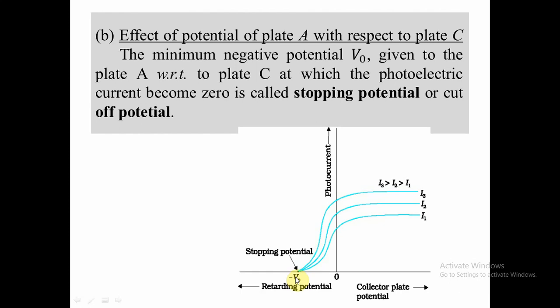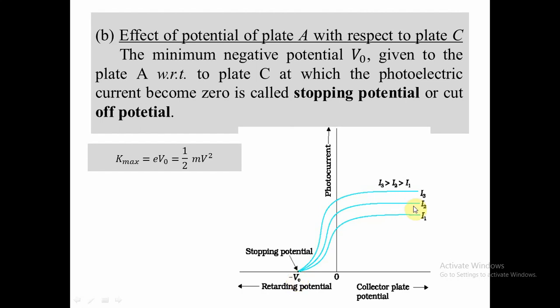If e be the charge of photoelectron, then K maximum is equal to eV0, which is equal to half mv squared. This is the kinetic energy of the ejected electron from the emitter plate, where m is the mass of the photoelectron and v is the maximum velocity of the emitted electron.